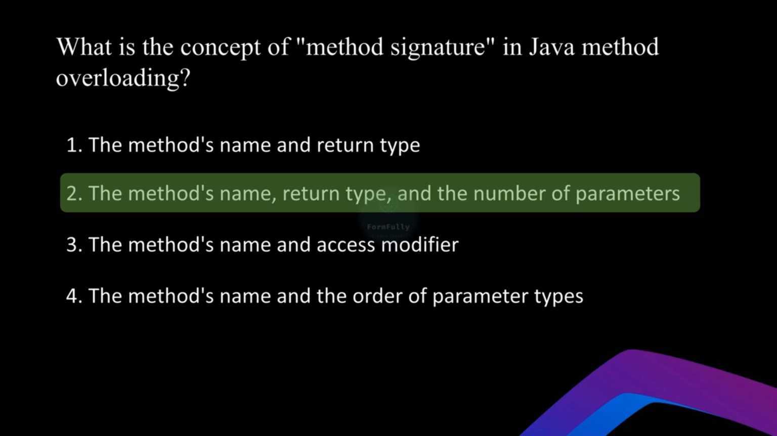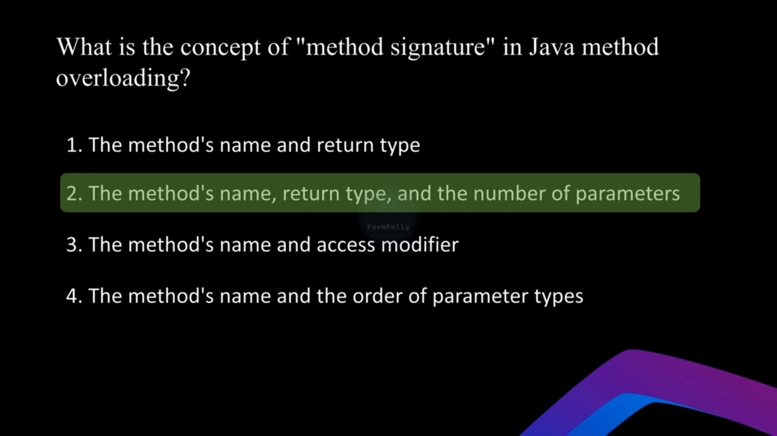To overload a method, you can use the same method name but must change the number or types of parameters, or both. Option A is incorrect because this is a partial definition. It's not sufficient to distinguish overloaded methods because two methods with the same name and return type but different parameters are considered overloaded.